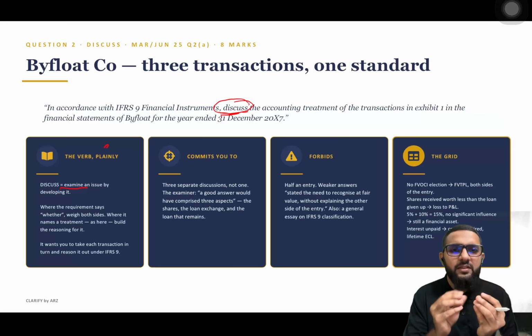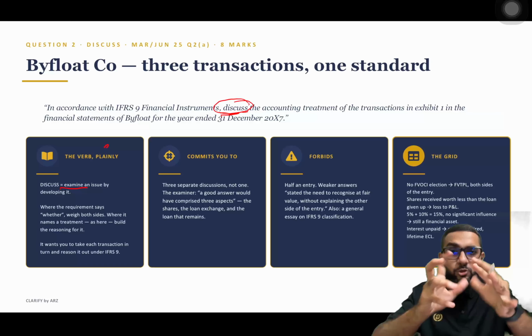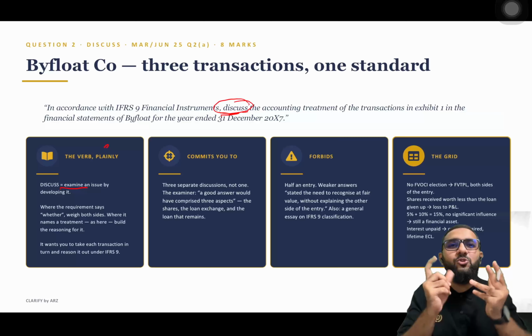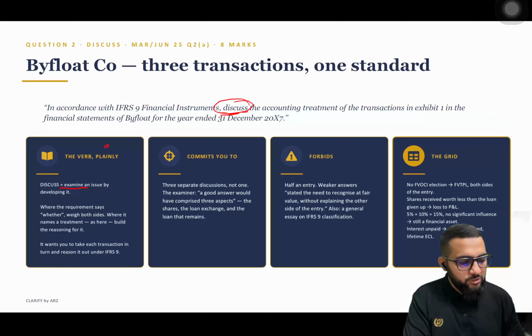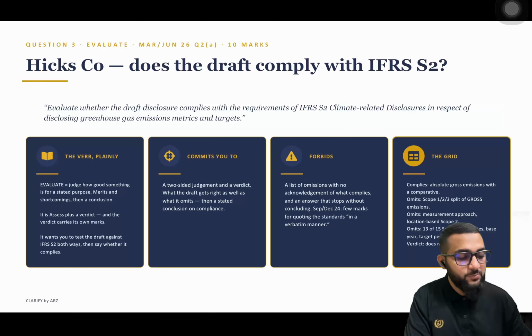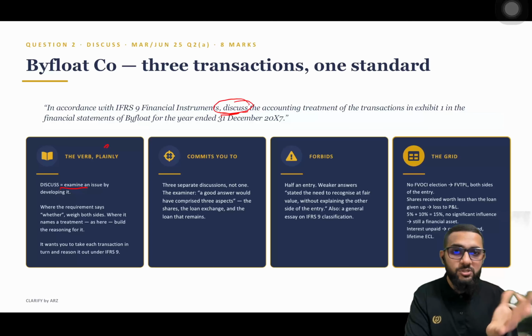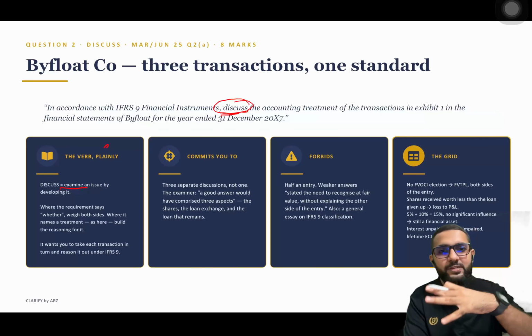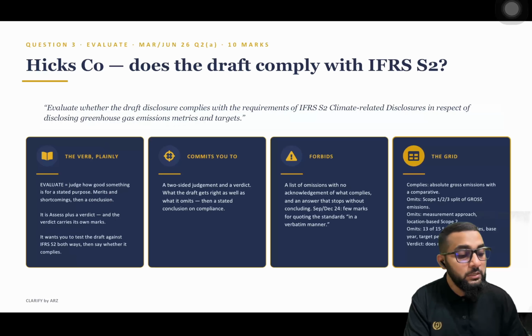Because here they've given you a couple of scenarios about three situations. So you bring all those three situations and you discuss. Okay. All right. Right. So it wants you to take each transaction in turn and reason it out under IFRS 9. Okay. Now that's where the difference. Now discuss whether required to weigh both, bring a conclusion, discuss the accounting treatment. You have to discuss each accounting treatment or each situation given in the question.